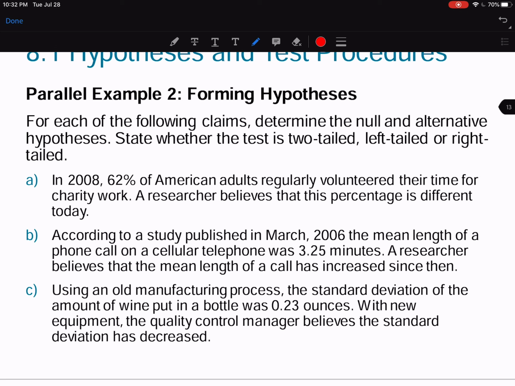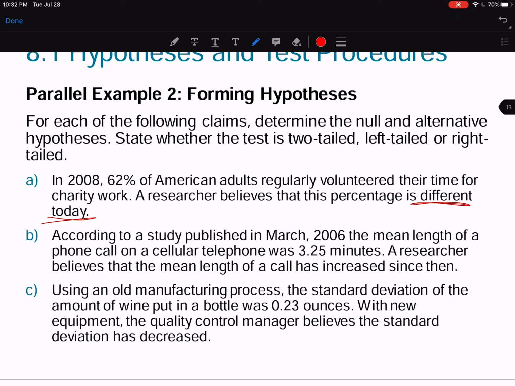Now let's take a look at the example here. For each of the following claims, determine the null and alternative hypothesis. State whether the test is a two-tailed, left-tailed, or right-tailed test. Let's take a look at part A. In 2008, 62% of American adults regularly volunteered their time for charity work. A researcher believes that this percentage is different today.